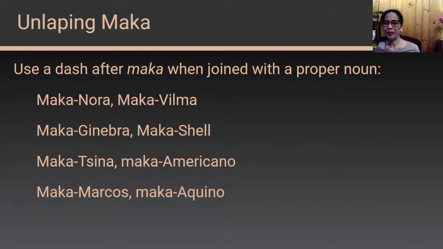Next, my example is China and America. For example, there's competition between these two superpowers. Which country is Maka-China? China means China, so Maka-China. Which country is Maka-Americano? Maka-Americano. So those are examples.